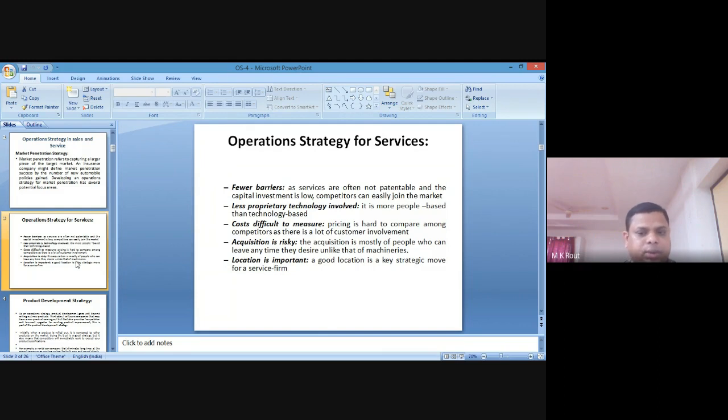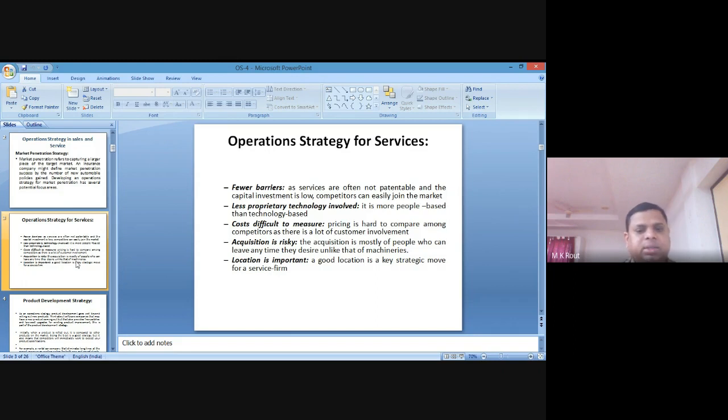If you take the case study of the previous class, as far as this DS group is concerned, the product in this case was Tengi's, specifically with reference to Pulse. Then the next one is that acquisition is very risky. Most of the acquisition is of people who can leave anytime they desire, unlike machinery. And the last one is importance of location. Location is a key strategy for a particular service firm.